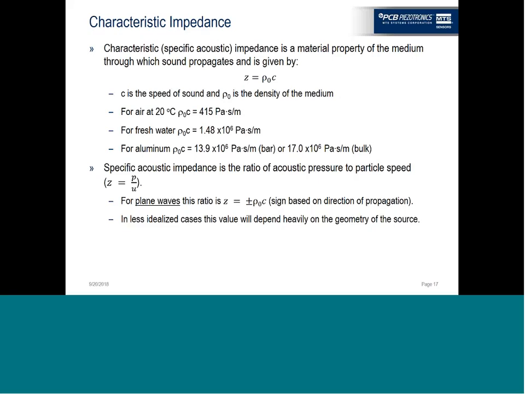Specific acoustic impedance is a ratio of the acoustic pressure to the particle speed. And again, for plane waves, and the reason we have that is because it's basically the most common, it's the easiest thing to model for most of our stuff. And again, sign is based on the propagation. You're either going to have your average density times the speed of sound.